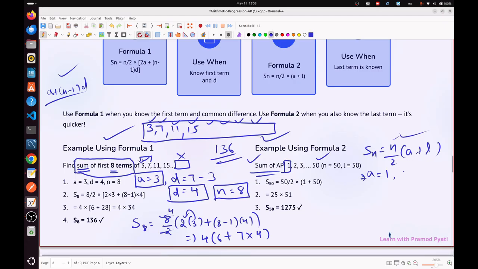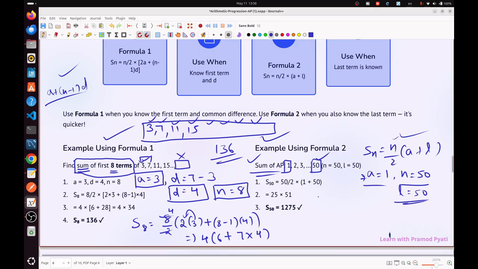What we want is n. They have already given it here: 50 terms are there, so n equal to 50. We got A and n. What is the last term? The last term is also 50 here, so L equal to 50. We got these three things.